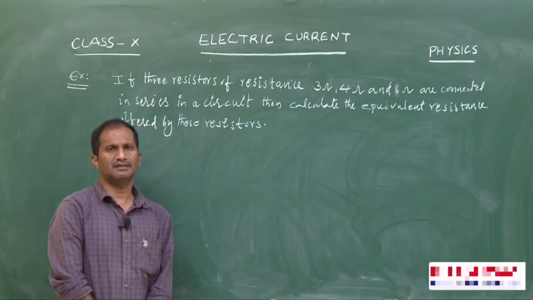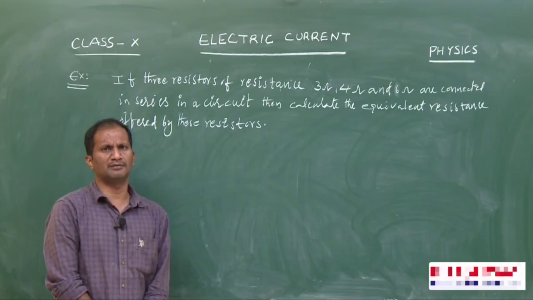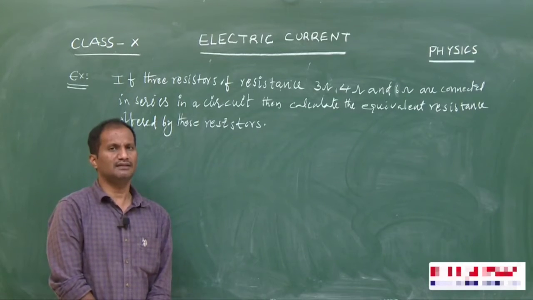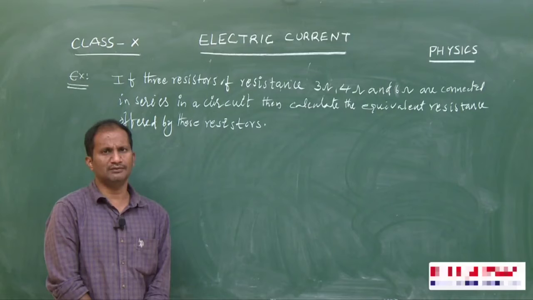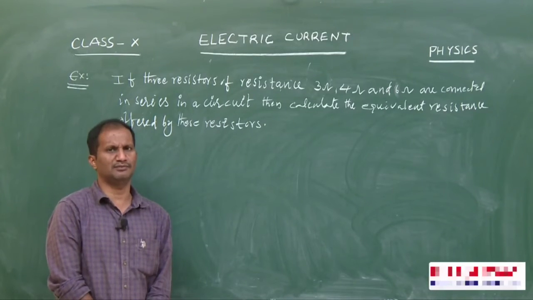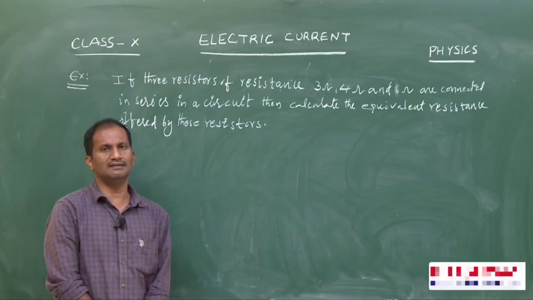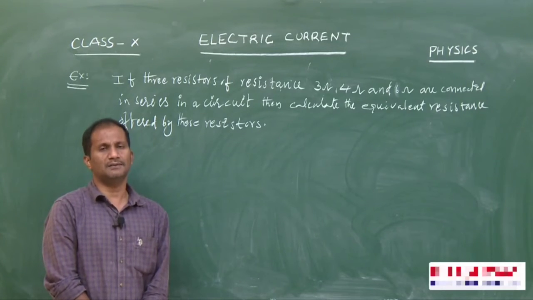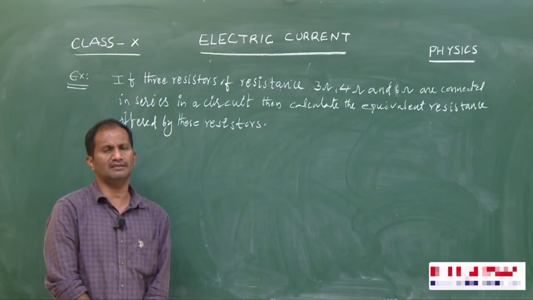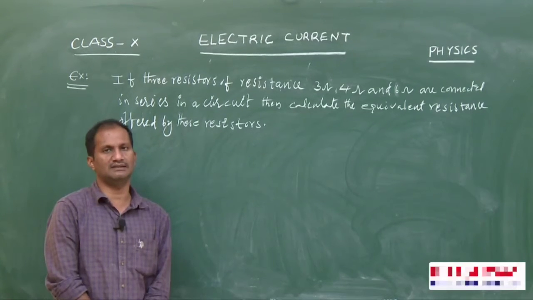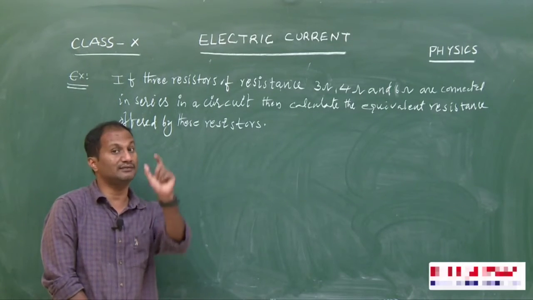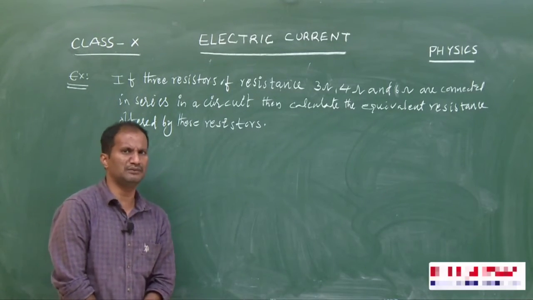Now let us have a look at a simple problem. We are given 3 resistors whose resistances are 3 ohm, 4 ohm and 6 ohm, and they are connected in a series combination in a circuit. What we need is the total resistance offered by those 3 resistors. That means if we replace them with a single resistor, what would be the resistance of that single resistor? Now we are going to calculate.